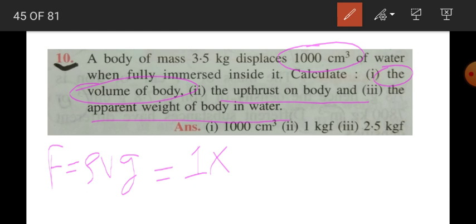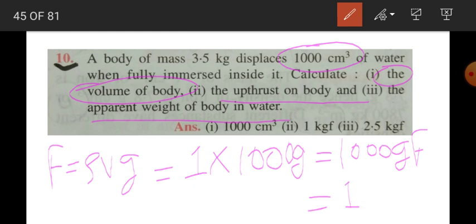अच्छा, वॉल्यूम कितना दिया है? 1000 है, right? So this will be 1000 gram force is my up thrust. So 1000 means 1 kilogram force, isn't it? Yeah. 1000 gram force means 1 kilogram force. So either you write 1000 gram force or 1 kg f, they both are correct. No need to convert this into SI unit.